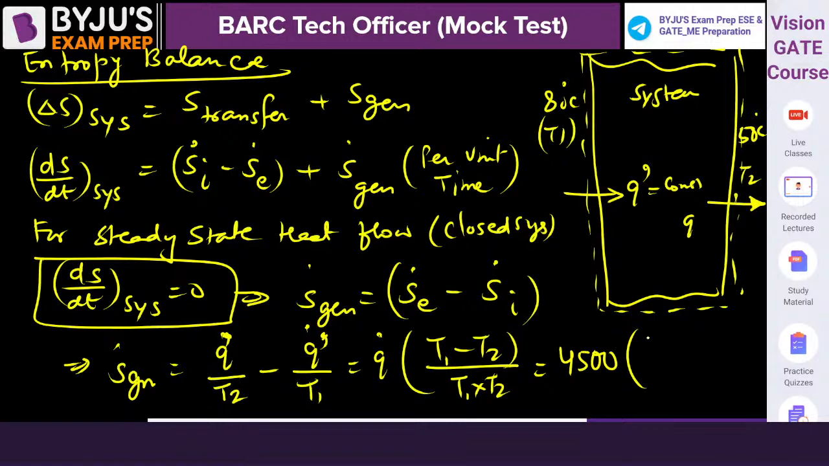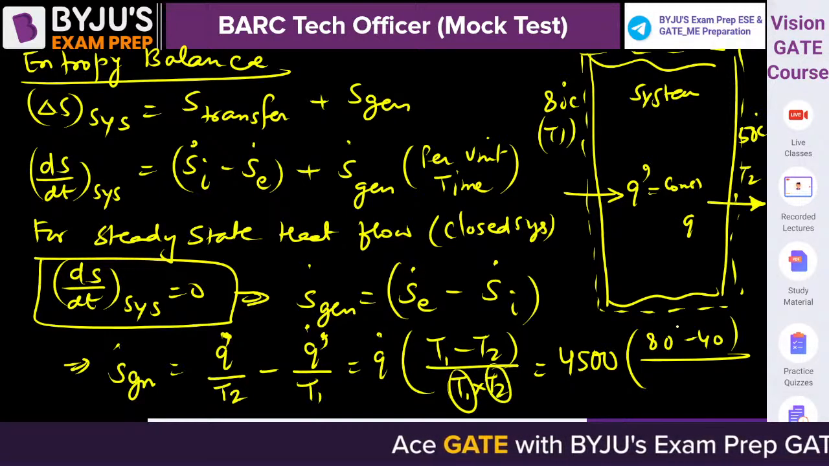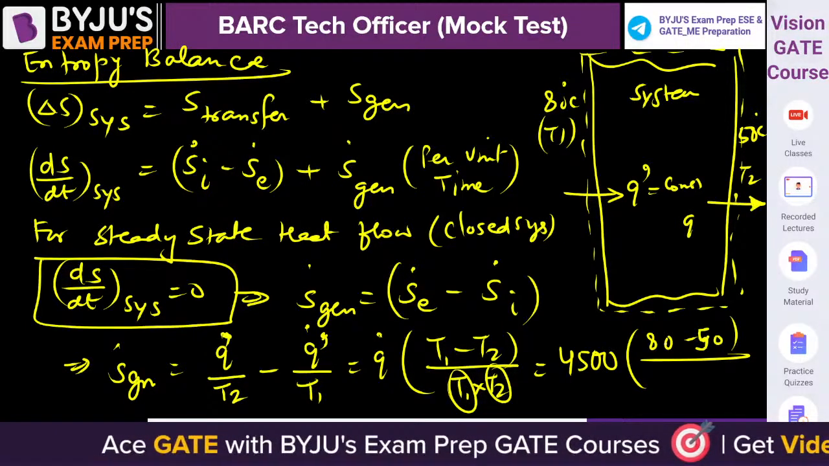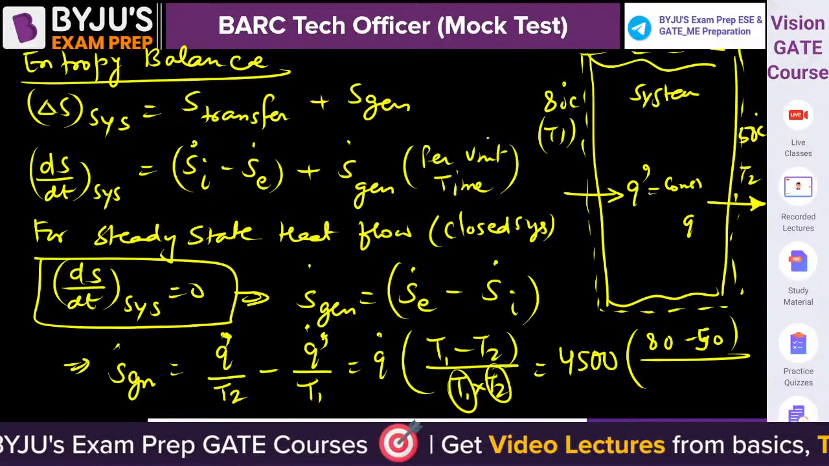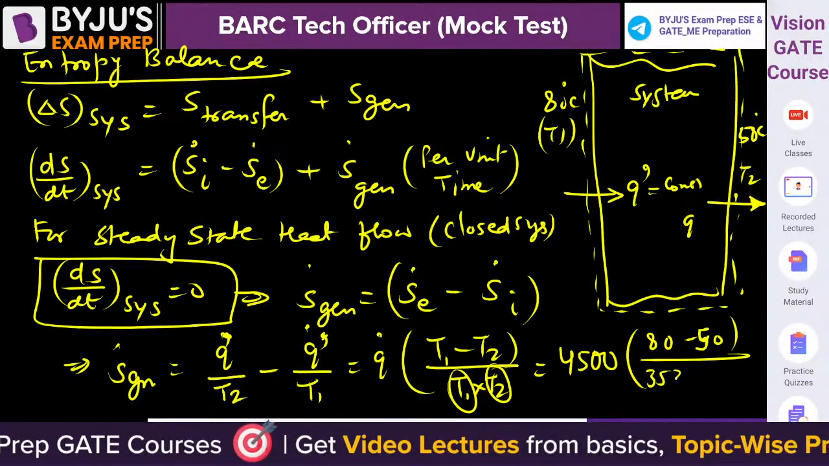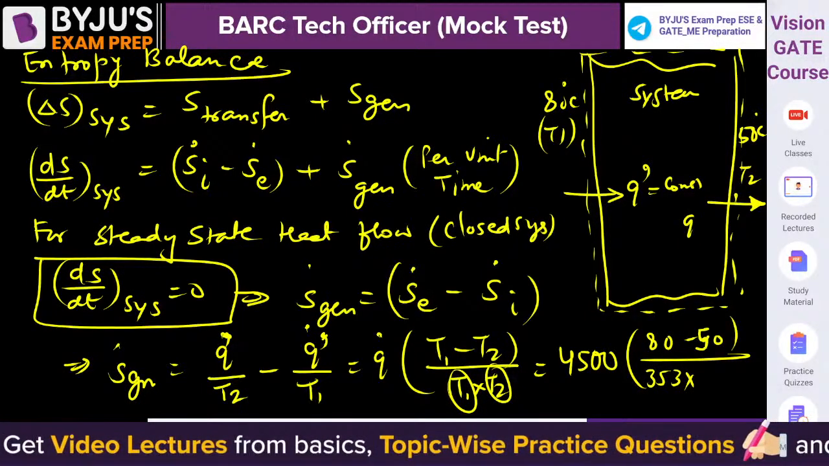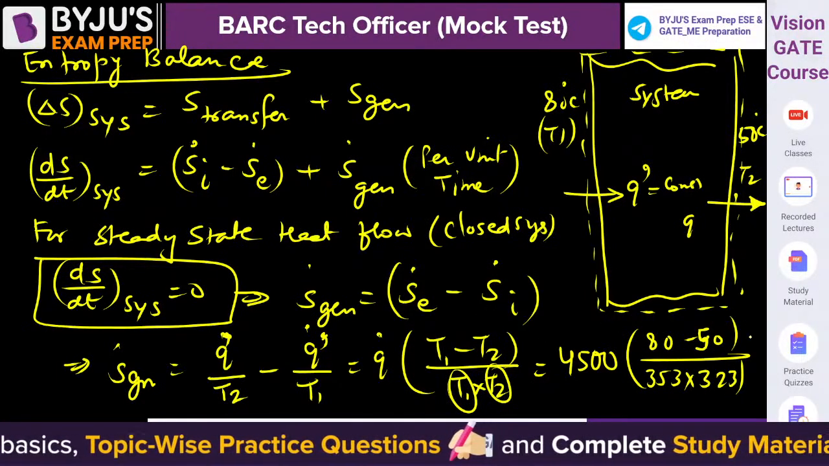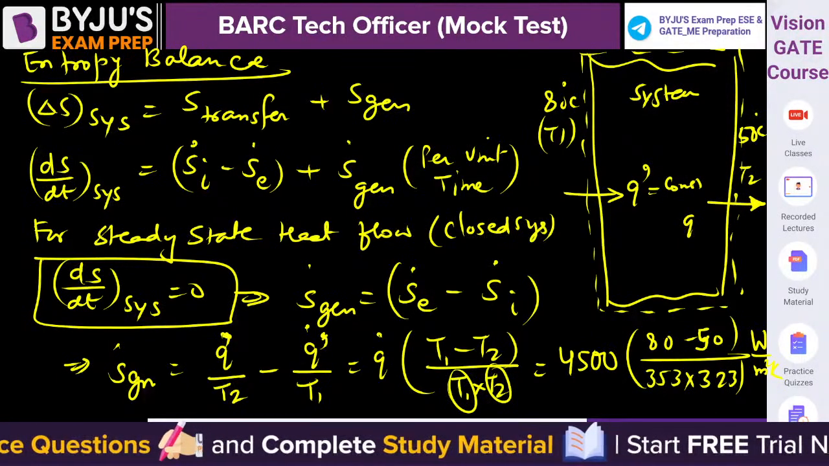Then T1 minus T2, 80 minus 50. Then we need to take the temperatures in Kelvin here. So 80 minus 50 upon 273 plus 80, that is 353, into 323. So this will give you the answer in watt per meter square Kelvin.